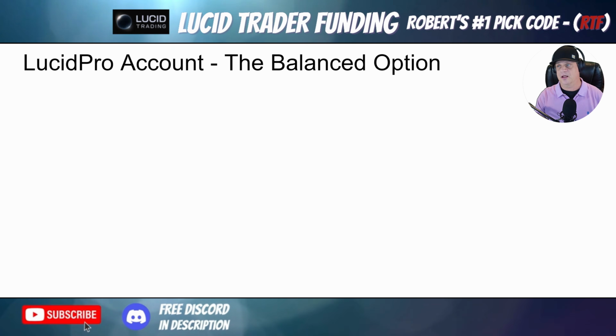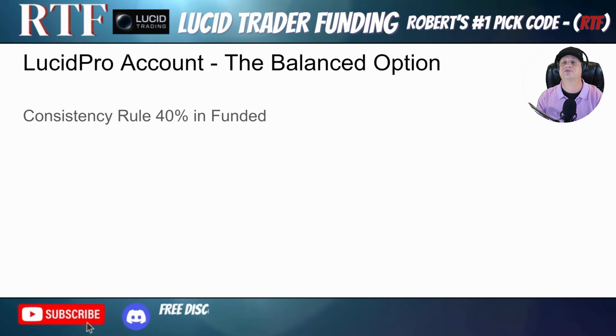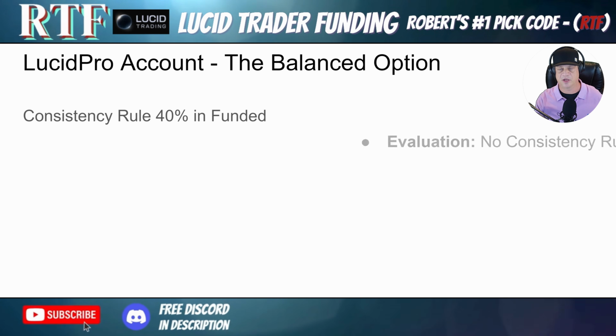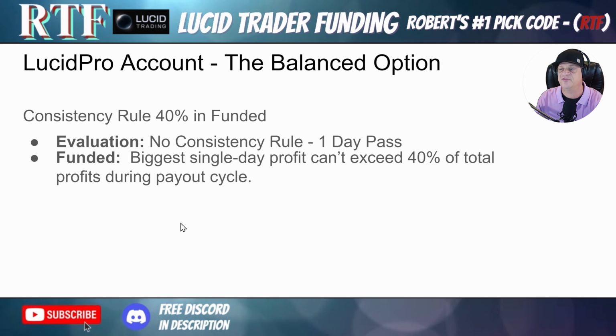Okay, LucidPro account. Let's see what we got. Now, in the LucidPro account, there is a 40% consistency rule in funded. During the evaluation, there's no consistency rule, meaning you can just pass in one day. But then for the funded, the biggest single profit day can't exceed 40% of your profits during the payout cycle.